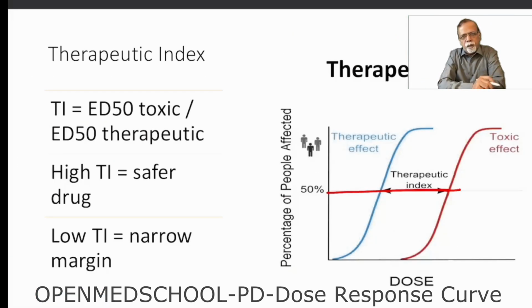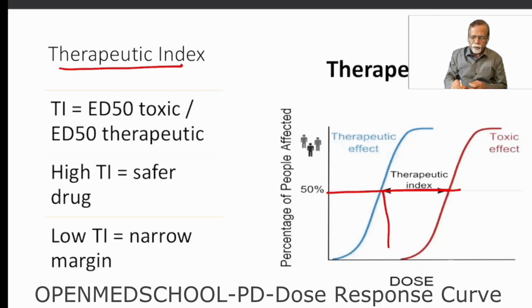Now we think about another important terminology, the therapeutic index. So we are giving the medicine, and the dose producing 50% efficacy is the ED50. Suppose you give the drug, and 100% of the people develop a toxic effect. The dose producing toxicity in 50% of the people is called the toxic dose, ED50 toxic.